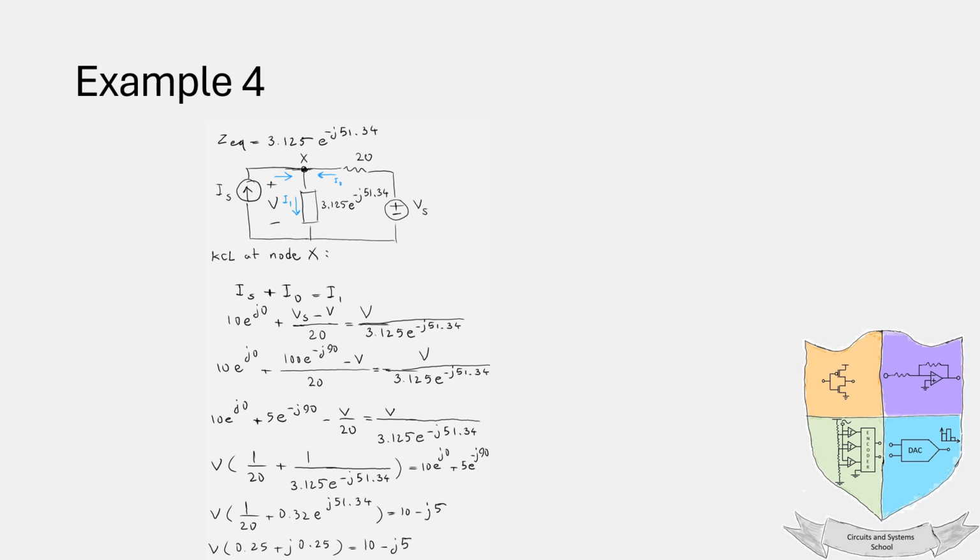After that, applying Kirchhoff's current law at the node marked X and using the impedances to write unknown current phasors as voltage phasors divided by corresponding impedances yields the result.